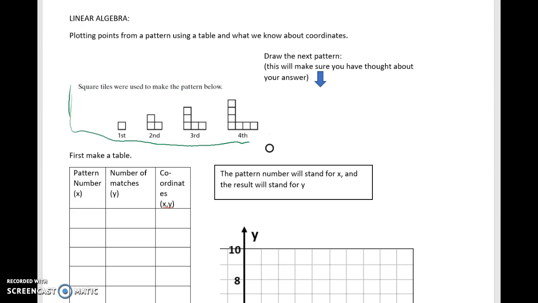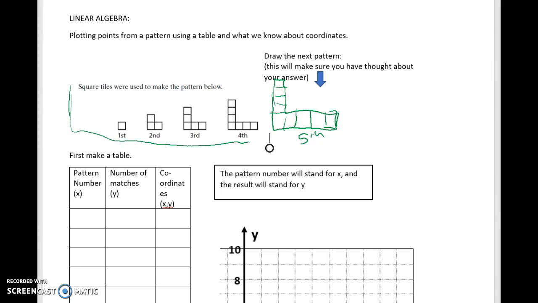So, first of all, just to make sure that we've got the pattern right, can you see we're adding 1 to each end? It's really quite important to just draw the next pattern, because then you will know if you've got it right. So here, 1, 2, 3, 4, and we're adding 1 onto the top. 1, 2, 3, 4, and we've got that extra 1 on there. So we're looking at 1, 2, 3, 4, 5, 6, 7, 8, 9 for our 5th pattern. So there it says, draw the next pattern. This will make sure you've thought about your answer.